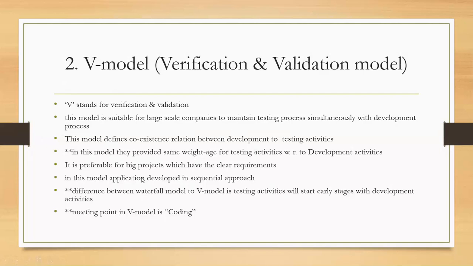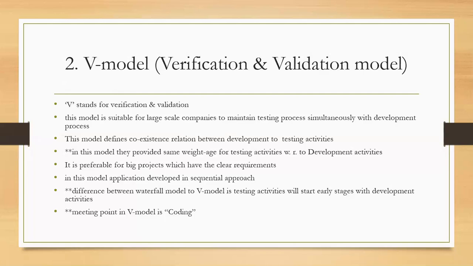In this approach, the V model is also a sequential approach for application development. The waterfall model is also a sequential approach, as I told. Here also it is a sequential approach. Sequential approach means one phase's activities are completed for the whole system, then we go for the next phase's activities. Okay, but where is the difference between the waterfall model and the V model?